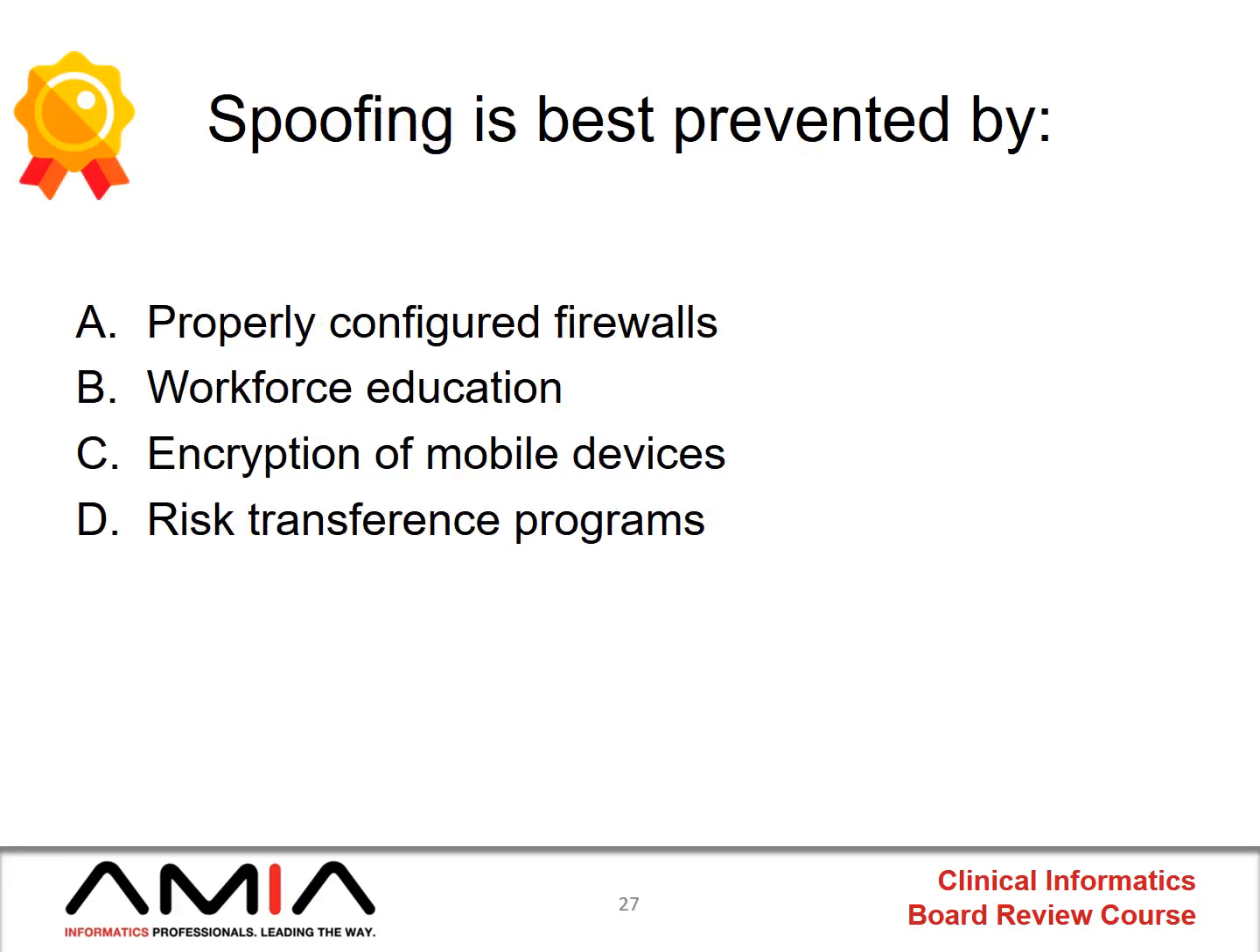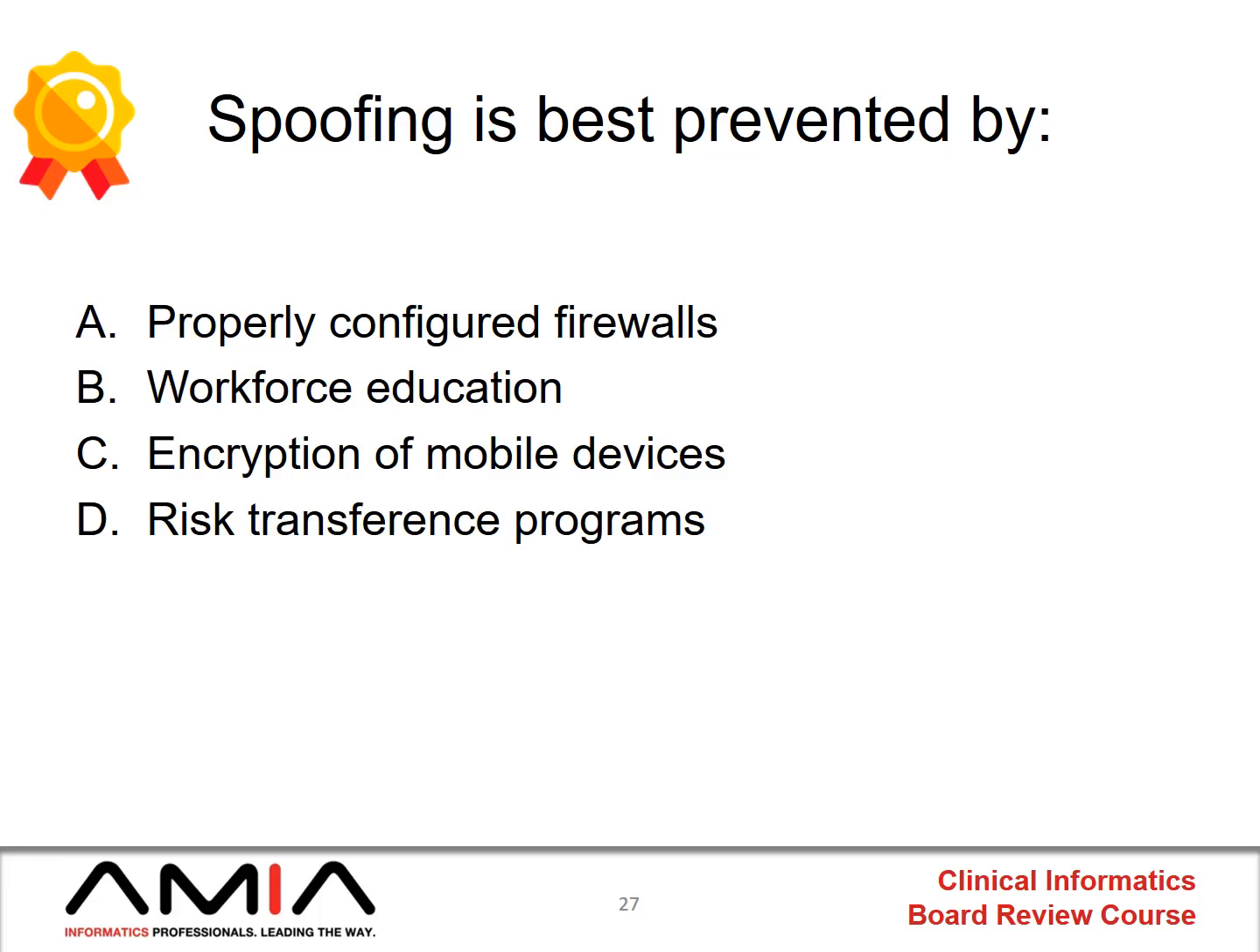Another quiz. Spoofing is best prevented by which of the following? And the answer is B, workforce education. It's an example of where education plays a very important role, in that firewalls and encryption are not the issue here. This is someone willingly giving up information in unencrypted form, thinking that it is going to a destination when in fact it's going to a different destination. So education is our best defense in this case.